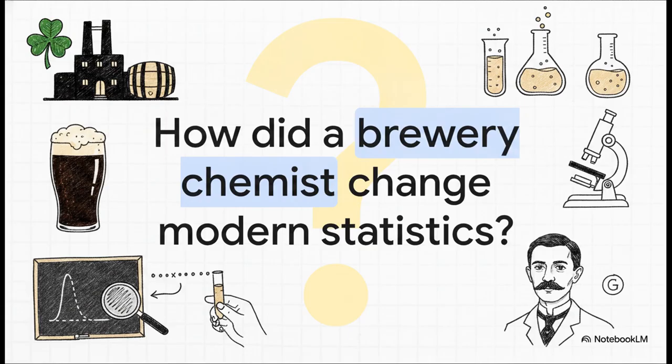Quality controls literally everything. Enter a guy named William Sealy Gosset. He wasn't some math professor, he was a chemist working right there for Guinness. And he was tasked with a very specific, absolutely critical problem. He needed to monitor the quality of that stout beer using relatively small samples of data.